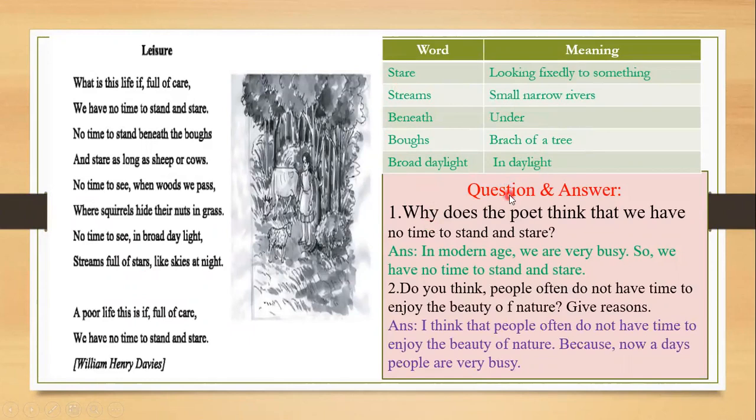Dear students, I have taken two questions from the poem. Why does the poet think that we have no time to stand and stare? In the modern age, we are very busy and we have no time. So we have no time to stand and stare. That's why the poet has expressed his inner feelings like this. Do you think people often do not have time to enjoy the beauty of nature? Give reasons.